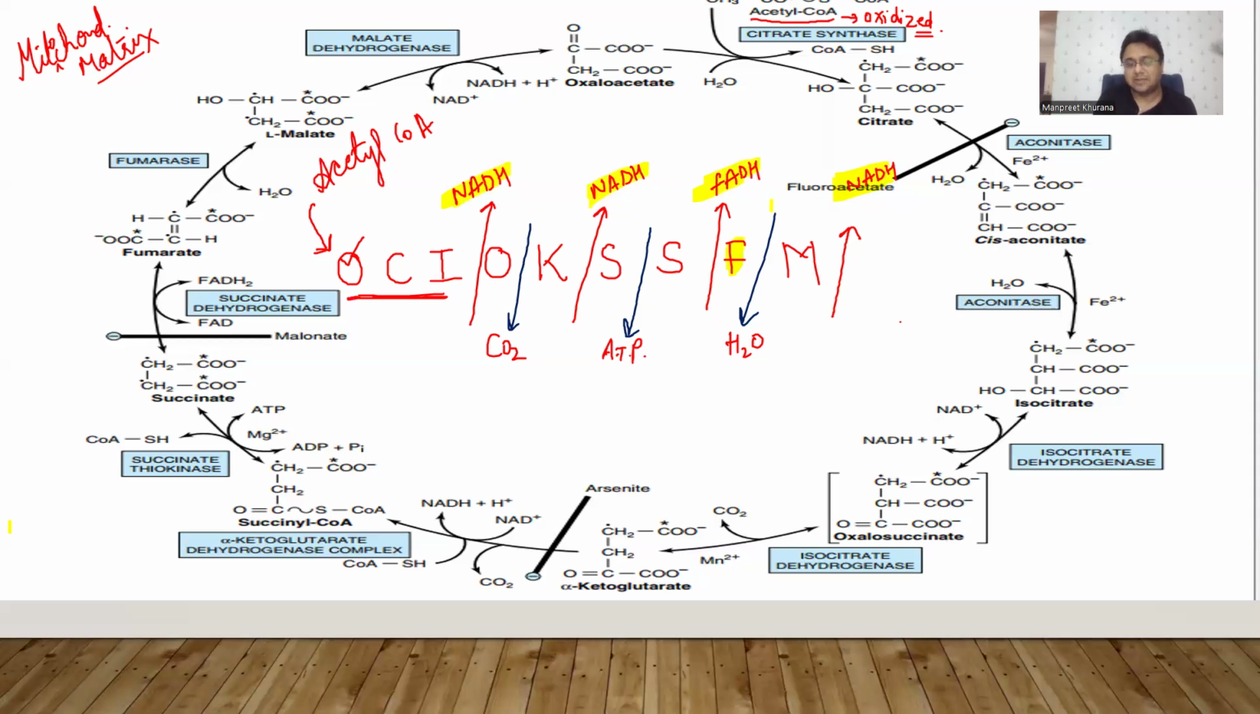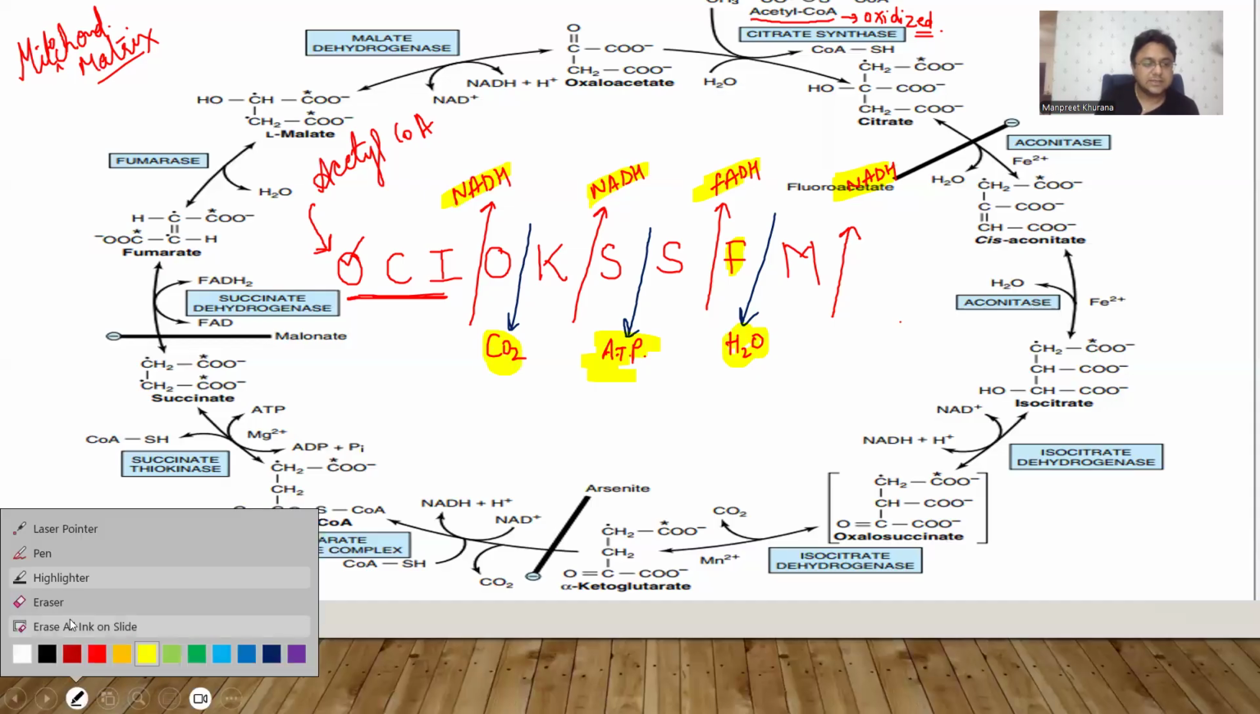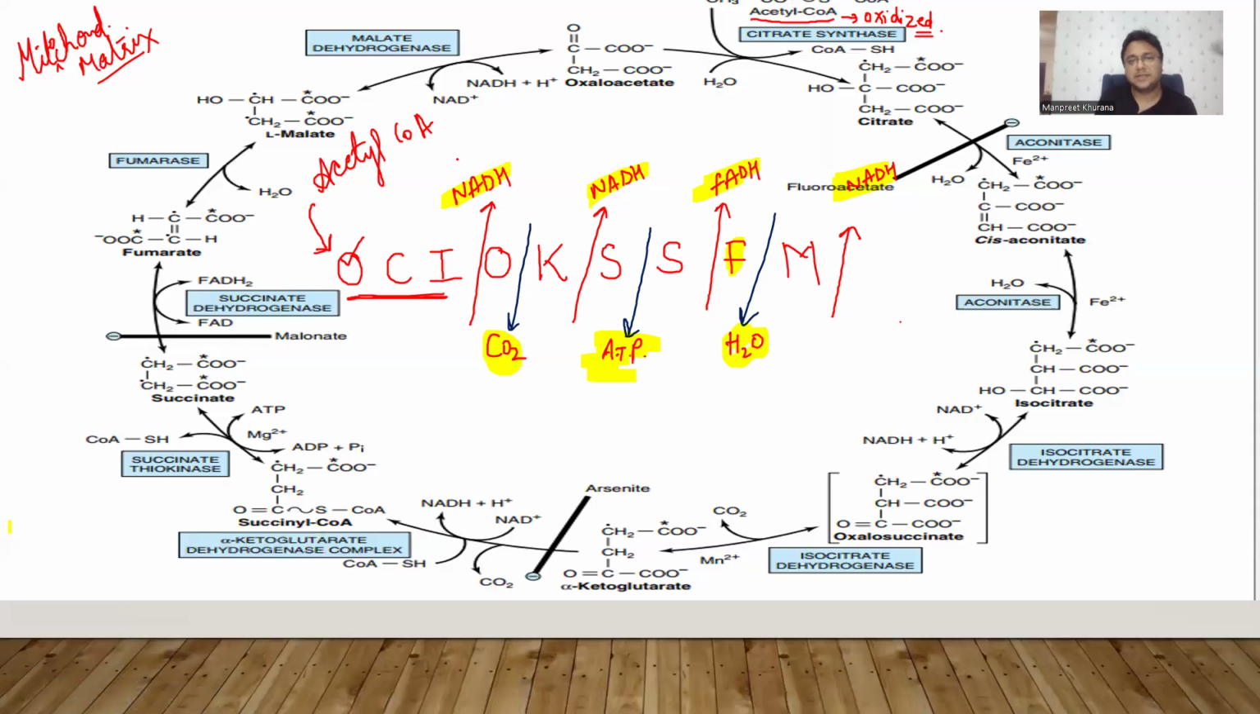Now let's fill in the blanks in between. So if you see this one here on the left side is CO2, on the right side is H2O, and in the middle it's ATP. And in the middle it's ATP. Now let's understand what are these substrates and what is the significance.